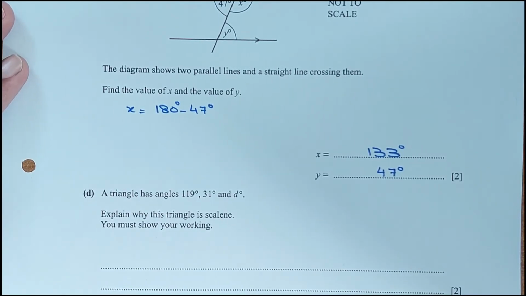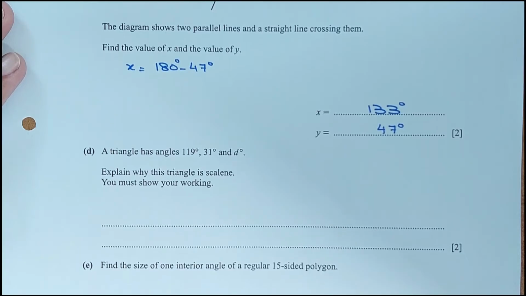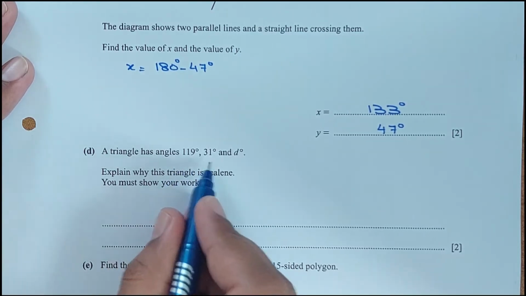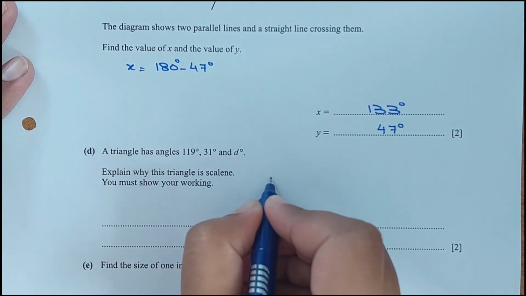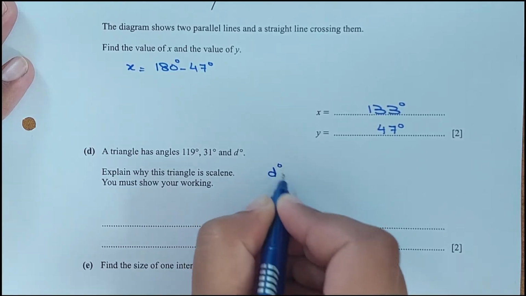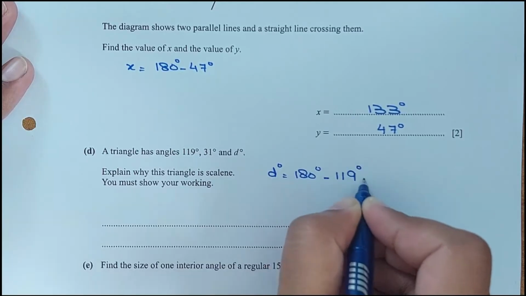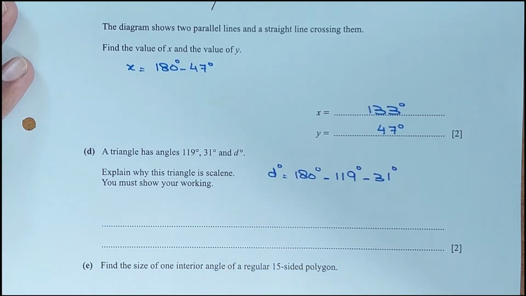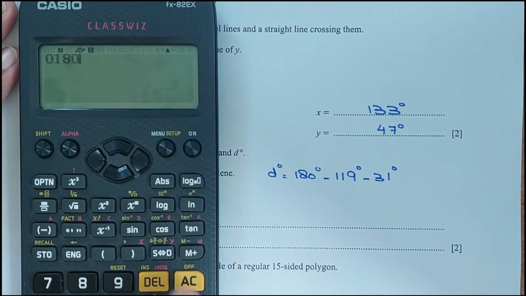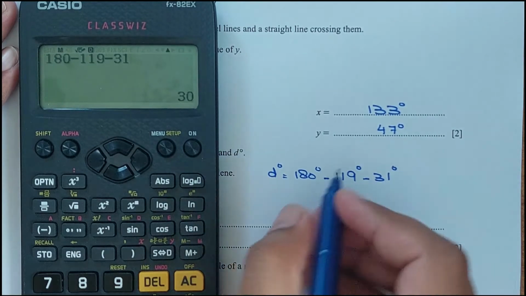Okay, now for part D, a triangle has angles 119 degrees, 31 degrees and D. Explain why this triangle is scalene. You must show your working. Okay, so why is this triangle scalene, right? So let me solve for D. D degrees is equal to 180 degrees minus 119 degrees and minus 31 degrees. 180 minus 119 minus 31, this is 30 degrees.